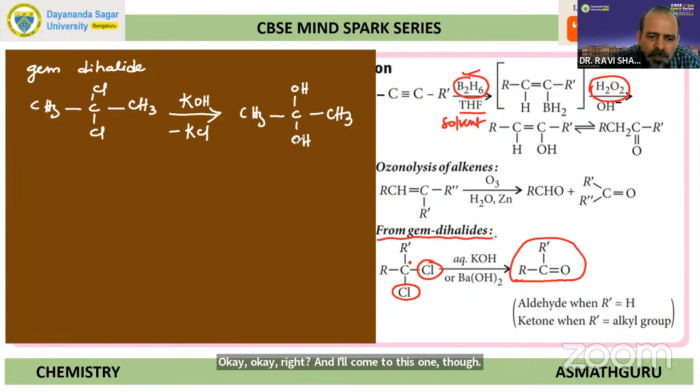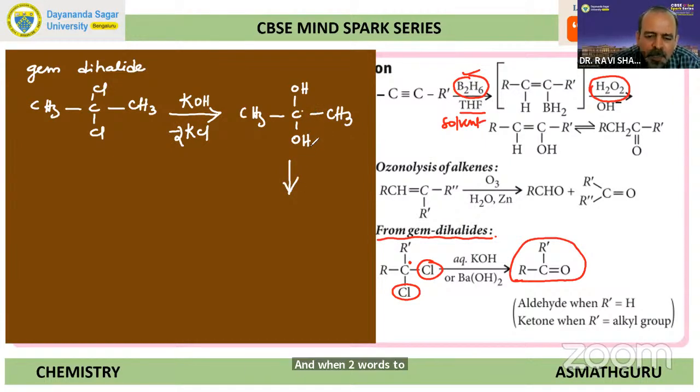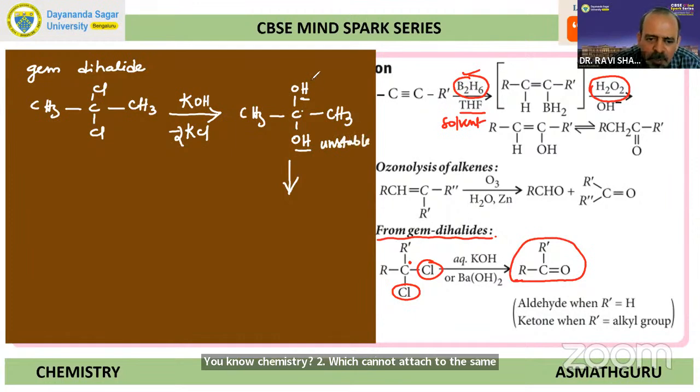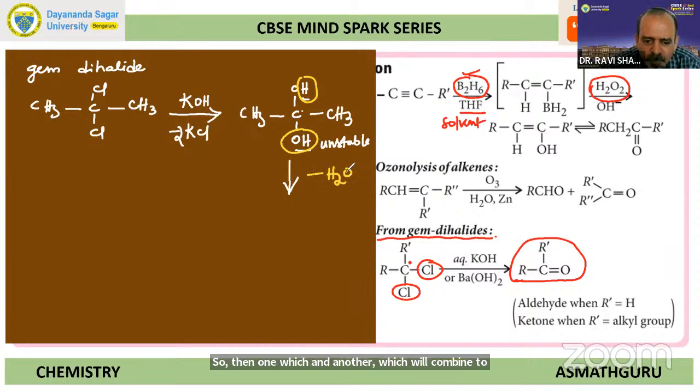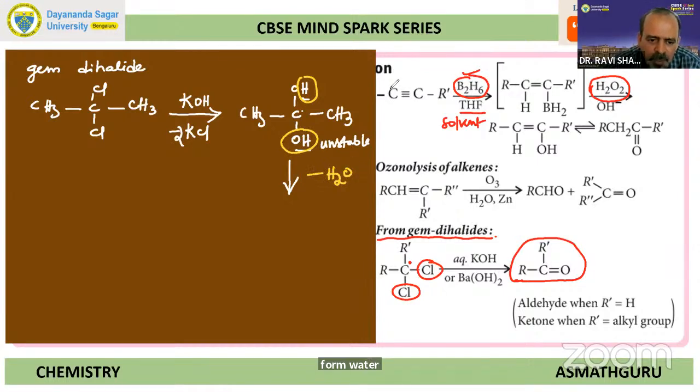So we got this compound. 2 KCl has been removed. And when two OH groups are attached to the same carbon atom, it is unstable. In chemistry, two OH cannot attach to the same carbon atom. It is unstable. So what will happen? One OH and another OH will combine to form water. So what is remaining now?